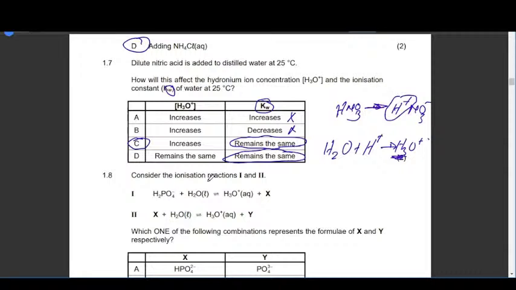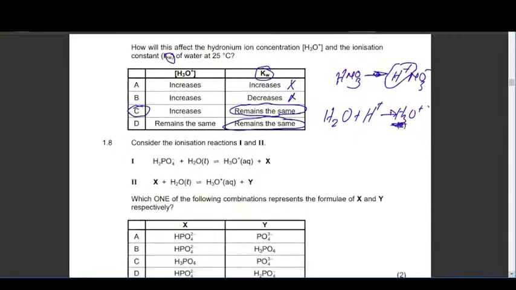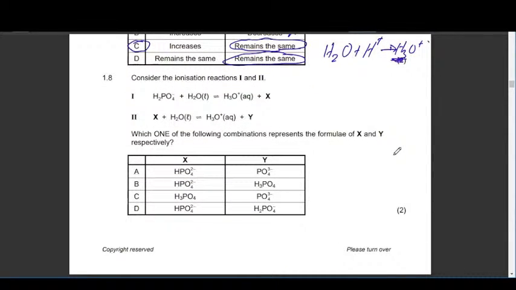1.8, consider the ionization reactions 1 and 2. They're saying that when reaction 1 ionizes in water, it gives you this species, and the same species plus water gives you species Y. So now what is species Y and what is species X? So remember, this is ionization. It means that it breaks down.